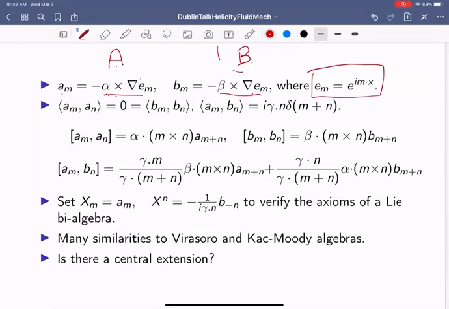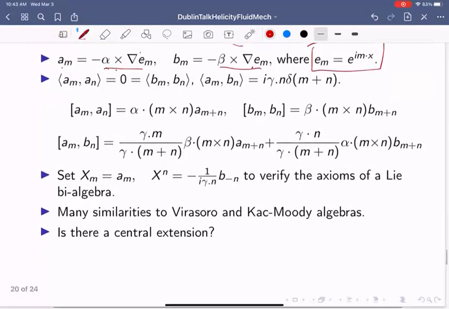That's right. But I think, I can't prove this, but I believe that as long as alpha and beta are irrational, they are all somehow equivalent, and that this is just a choice of basis. Okay. Abstractly, they are isomorphic Lie algebras.